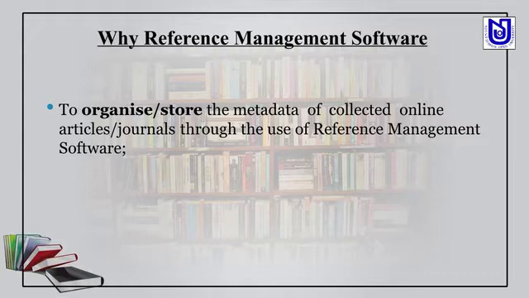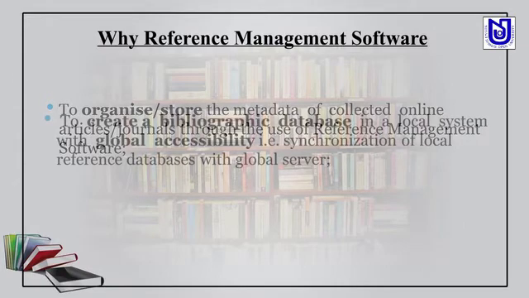So it will automatically fetch all the metadata, all the information related to the bibliographic information. So we don't have to bother about the title of the particular book, article or journal, who the author is, who the publisher is, and so on. Reference management software automatically fetches all the information relating to that metadata.